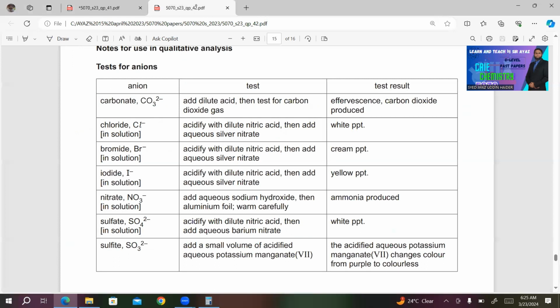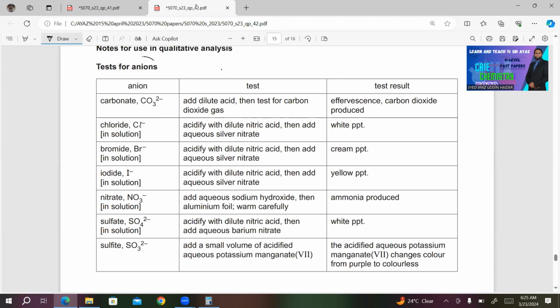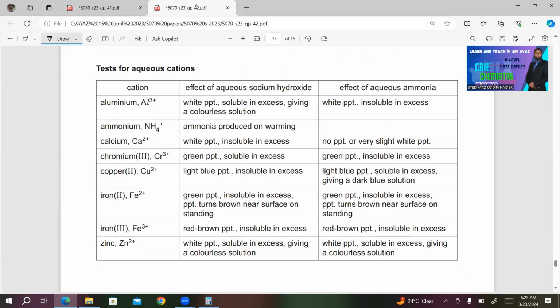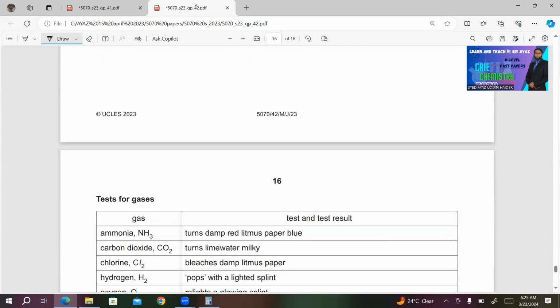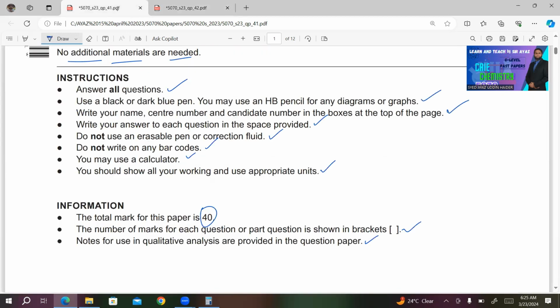We have this kind of note for the qualitative analysis. These are the tests for anions. So this is for anions. Then you have the list for the tests for aqueous cations, tests for gases, and last but not least, flame tests for metal ions. So let's continue.